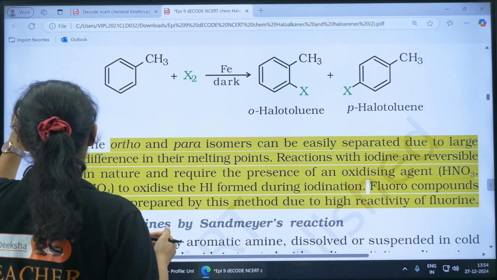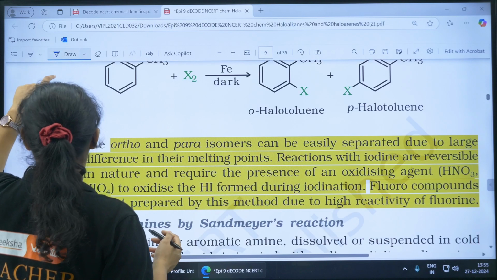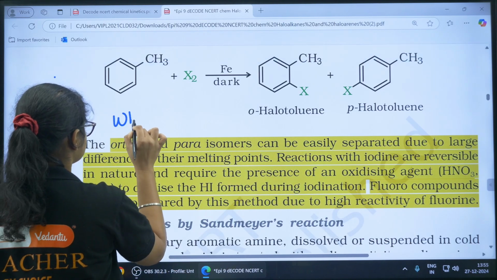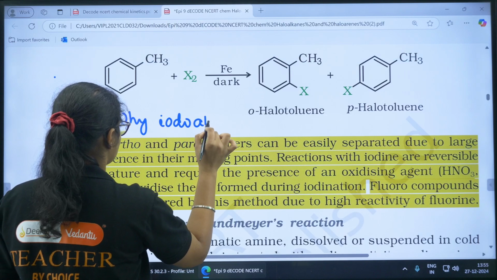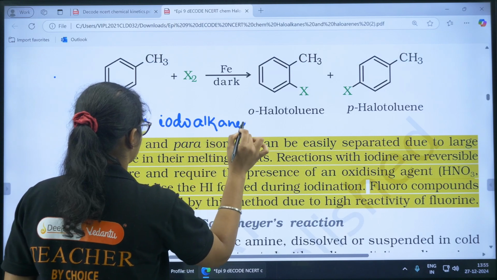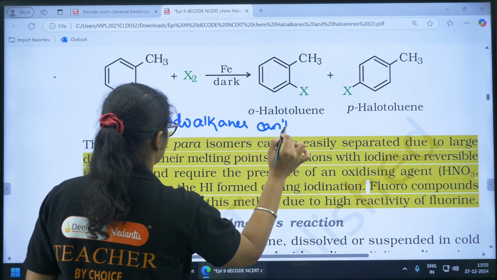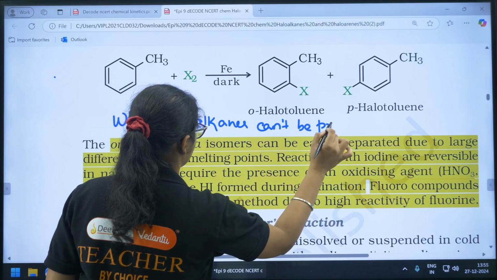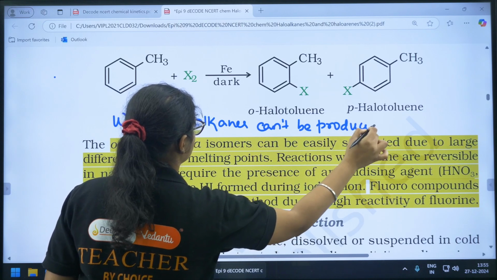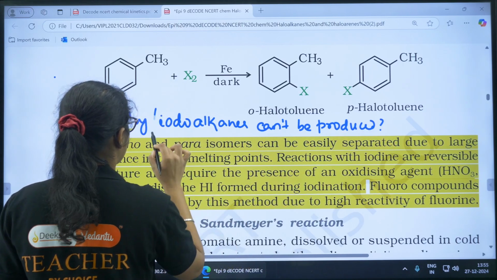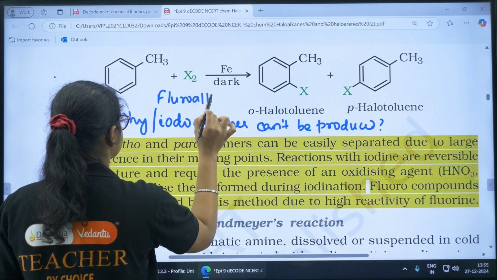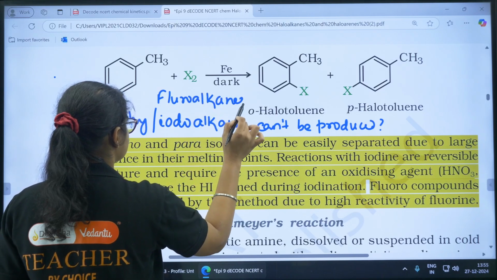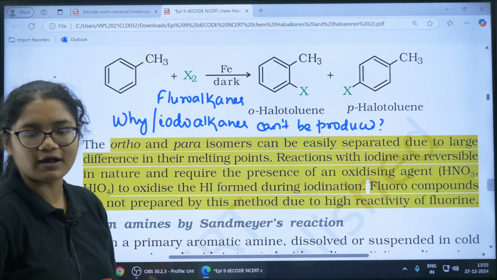Okay, so what is the question here? Why iodoalkanes cannot be produced, and the same for fluoroalkanes. So two questions can be asked from here, so you should study this particular paragraph to answer this.